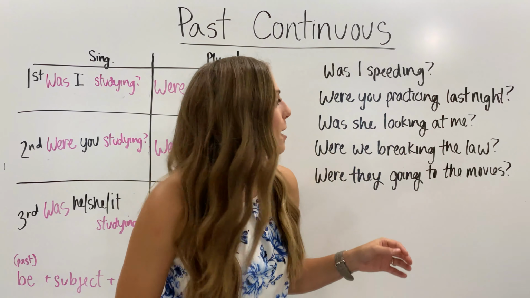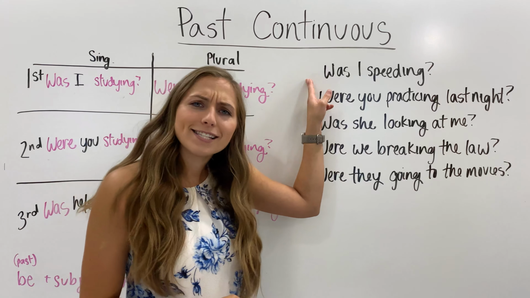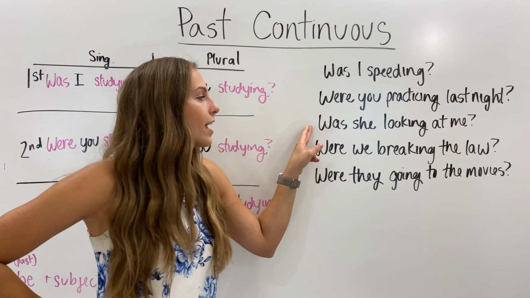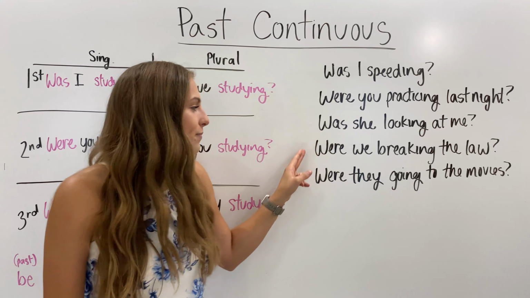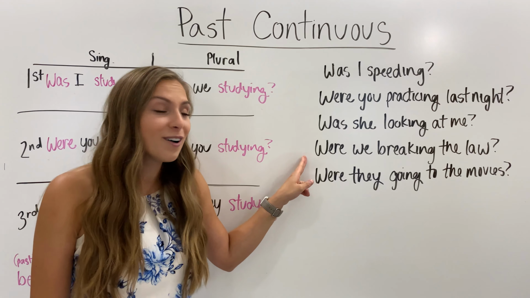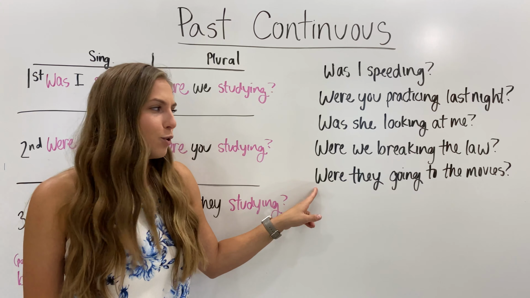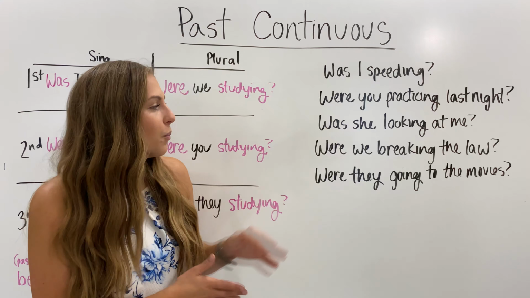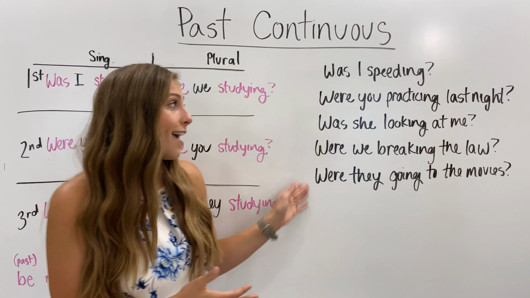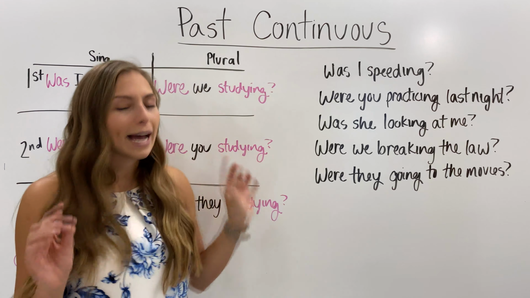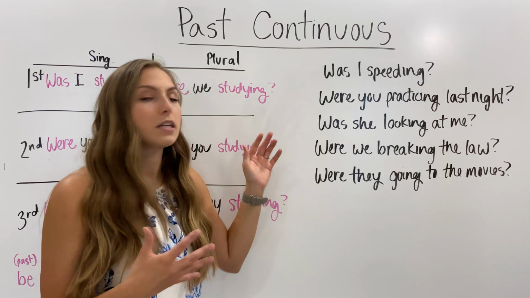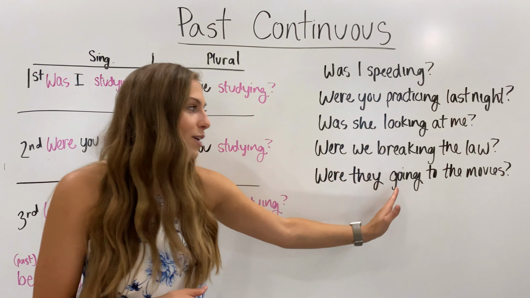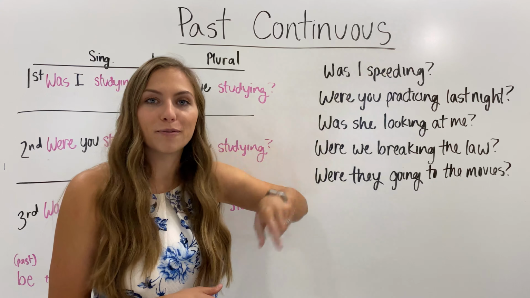So let's look at more examples. Was I speeding? Were you practicing last night? Was she looking at me? Were we breaking the law? Were they going to the movies? We always start with our be verb. Again, because it's past continuous, we have to remember to keep it in the past tense. Then we add our subjects, then we add our ing verbs.